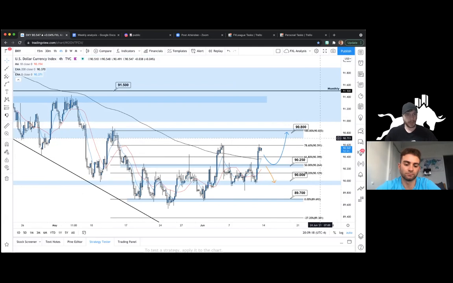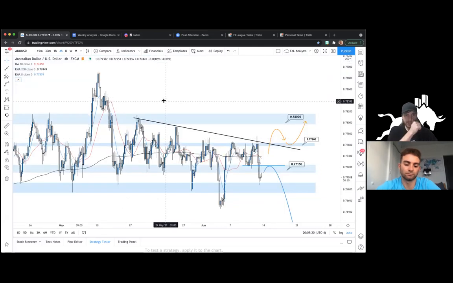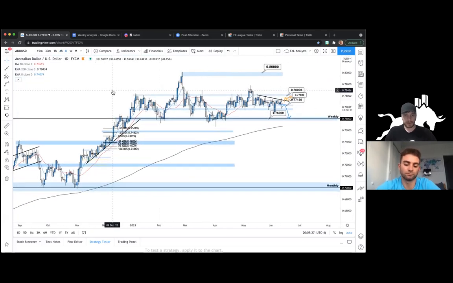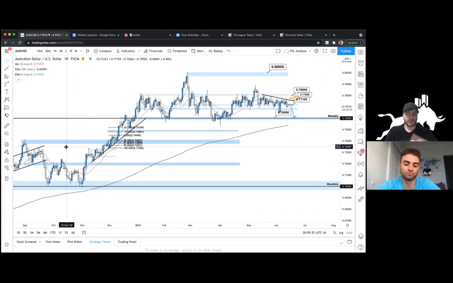All right, so that's DXY. Let's jump over to our first pair, AUD USD. Daily time frame to start, as we talked about. We're grabbing the trend, right? Very bullish, but we can see up here that we've been moving sideways. So this is an extreme amount of consolidation. However, it is still generally bullish for the daily time frame.